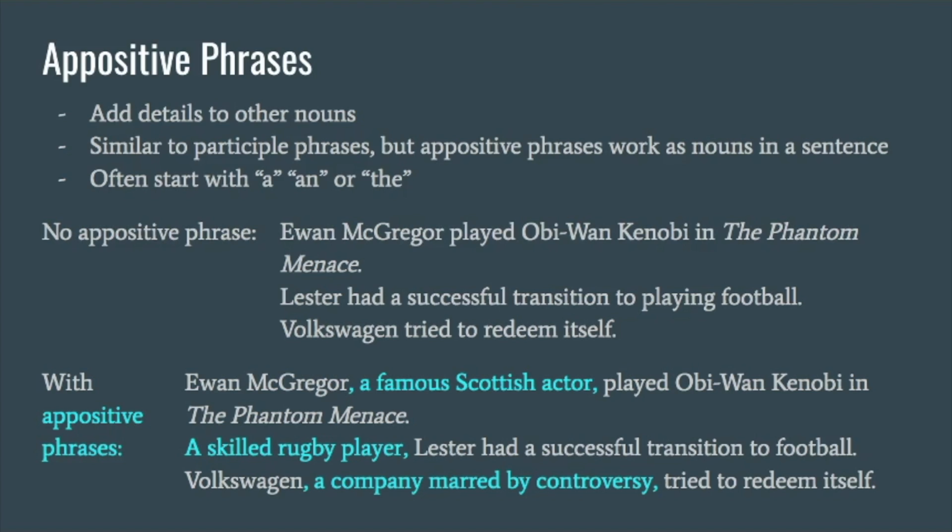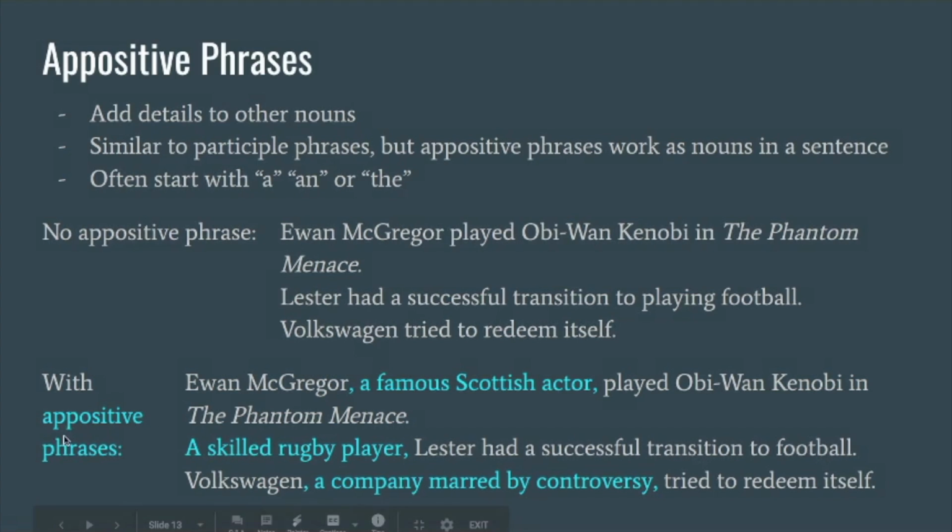And last are appositive phrases. They add details to other nouns. They're similar to participle phrases, but appositive phrases work as nouns in a sentence. They often start with a, an, or the, so your indefinite and definite articles. Let's take a look at some examples with no appositive phrase. Ewan McGregor played Obi-Wan Kenobi in the Phantom Menace. Lester had a successful transition to playing football. Volkswagen tried to redeem itself.